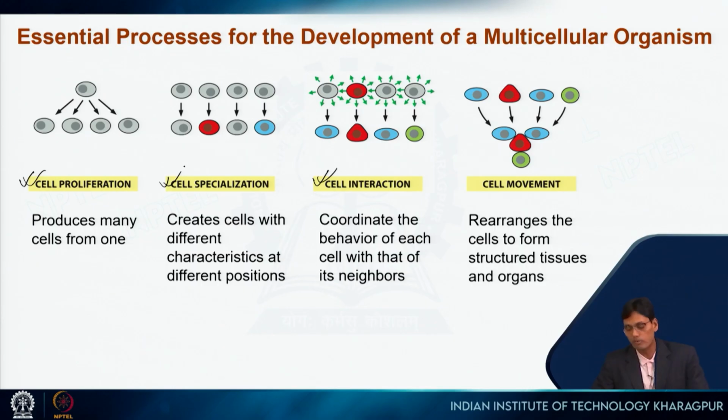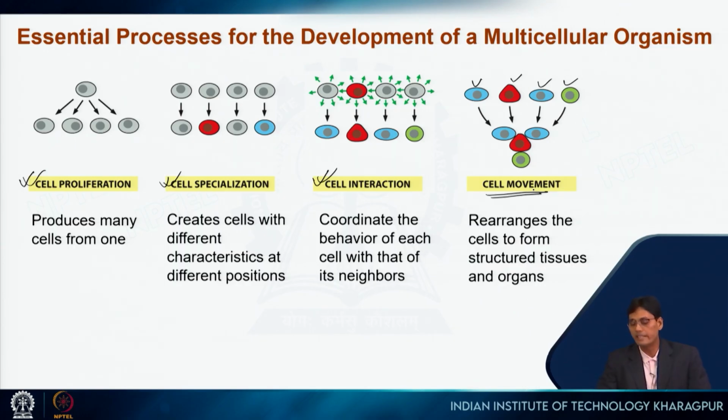And then cell movement. As you can see here, we are showing 4 different types of cell. We are just marking them with different colors, but you can see that those cells are moving in a specific pattern so that they can rearrange to form different types of structured tissue and organ during the developmental processes. So this cell movement is, I would say, a very unique feature in case of animal development.